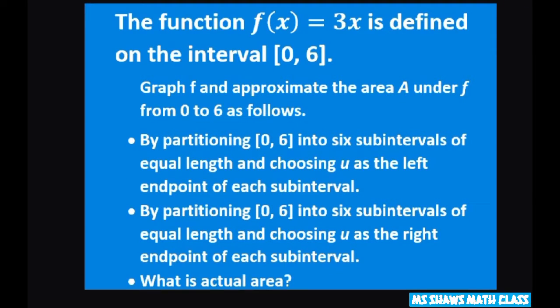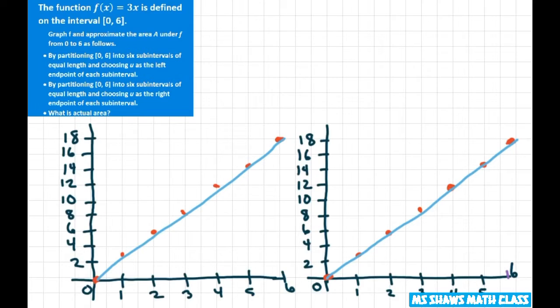Everyone, the function f of x equals 3x is defined on the interval 0 to 6. We're going to approximate the area from 0 to 6 by partitioning it into 6 subintervals, choosing u as the left endpoint of each subinterval, and also choosing u as the right endpoint of each subinterval. So I went ahead and drew the graph of the line y equals f of x equals 3x.